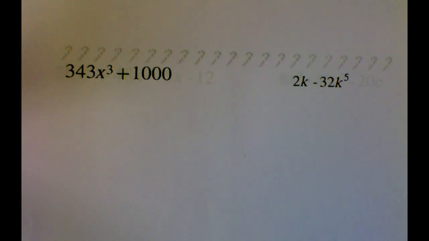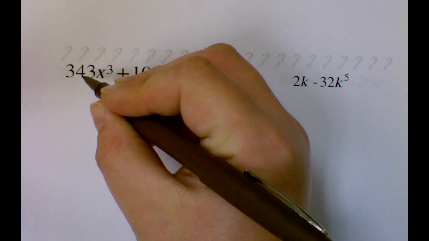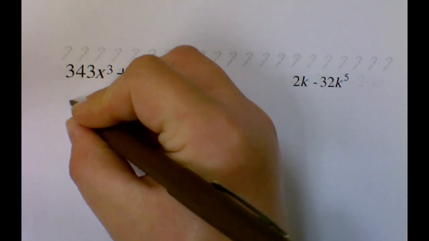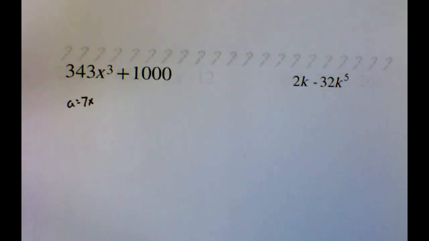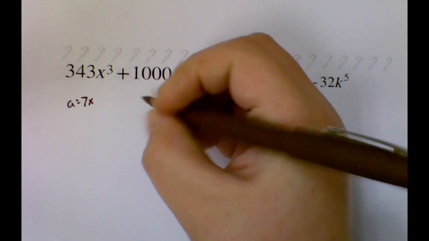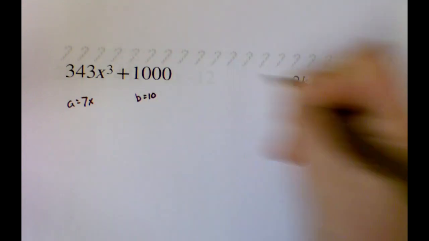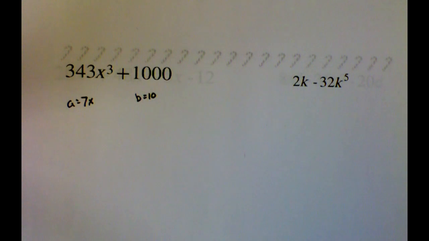343x cubed plus 1,000. Well, I don't see a GCF. I only have 2 terms, and the first term is definitely a perfect cube. So what cubed makes 343? That's 7. So my A is 7x. And what cubed makes 1,000? It's 10. So I have a sum of cubes.